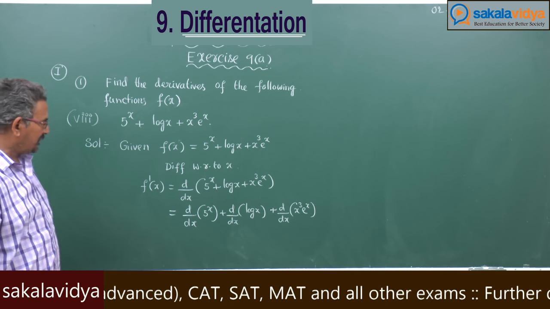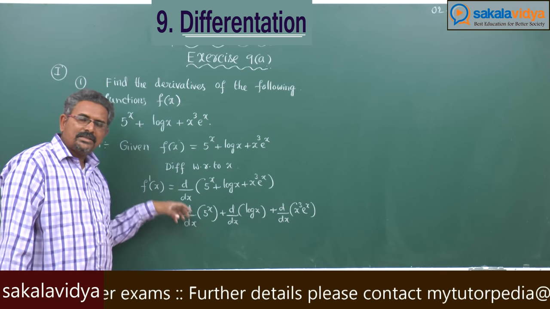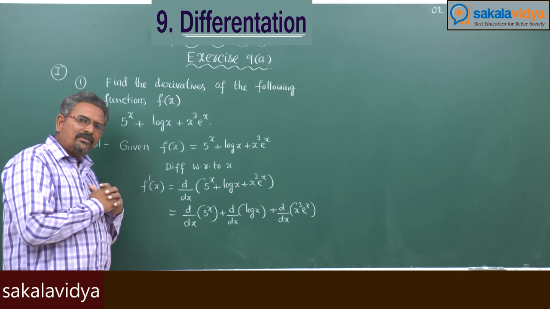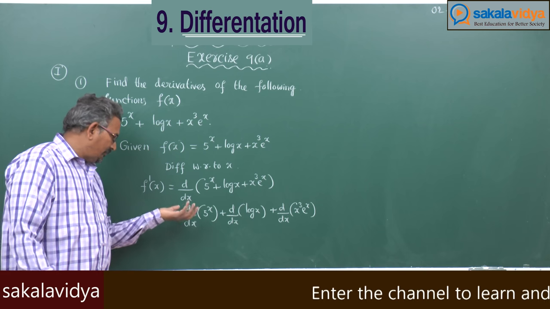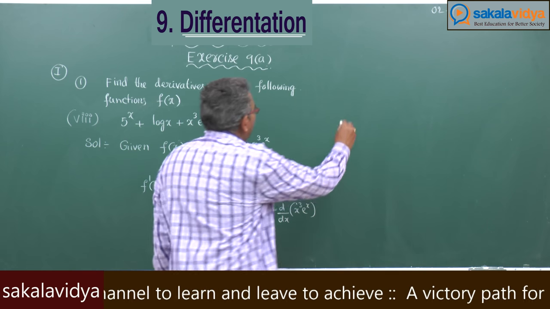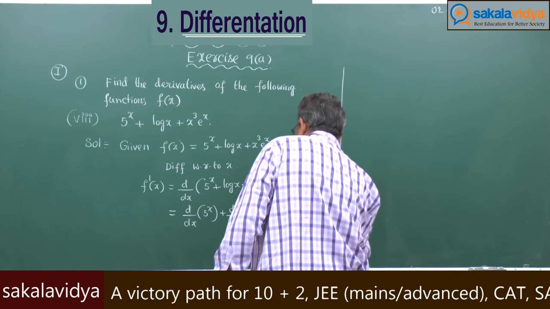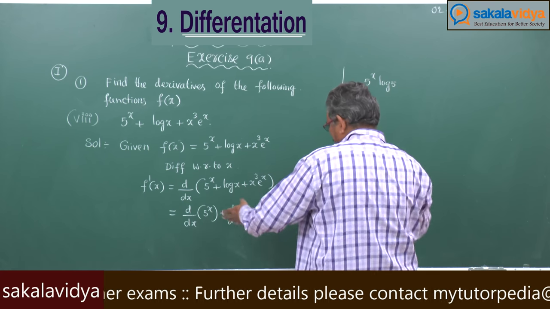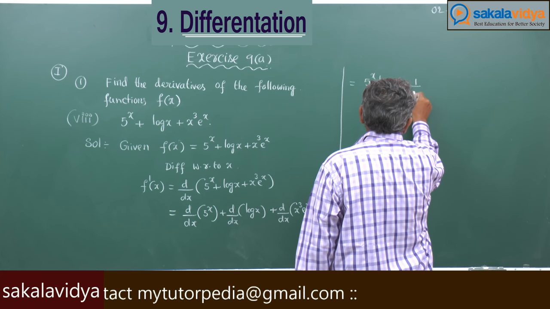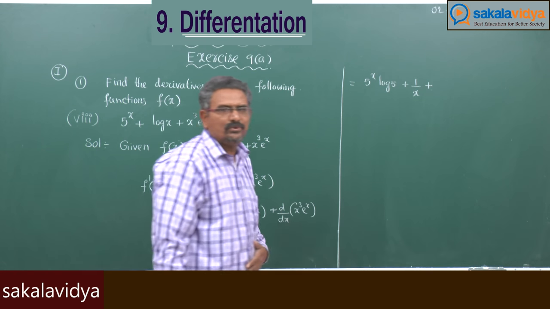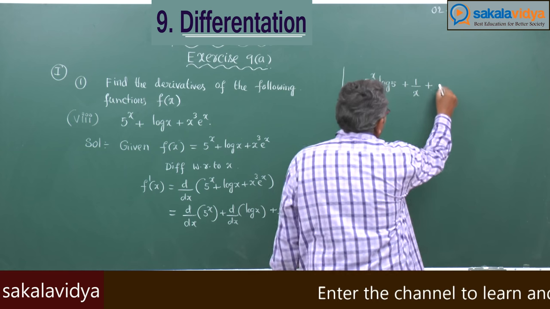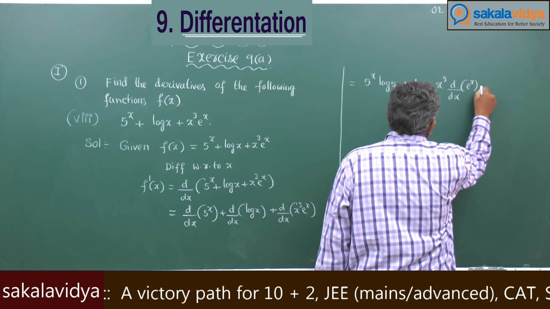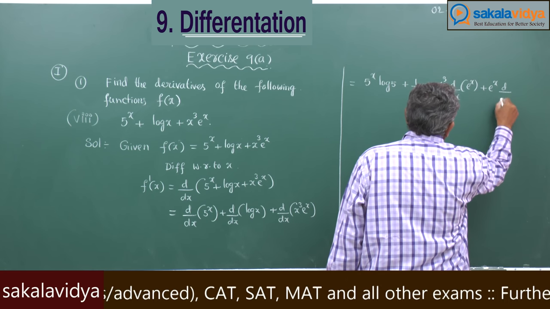So, my best suggestion is that if you solve these kinds of problems at the beginning stage of differentiation, then at a further stage we can easily differentiate any problem. So, now 5 power x, here 5 power x is 5 power x log 5, this is the a power x model, log x is 1 by x, plus, whereas this is the UV rule. So, x cube into differentiation of e power x plus e power x into differentiation of x cube.